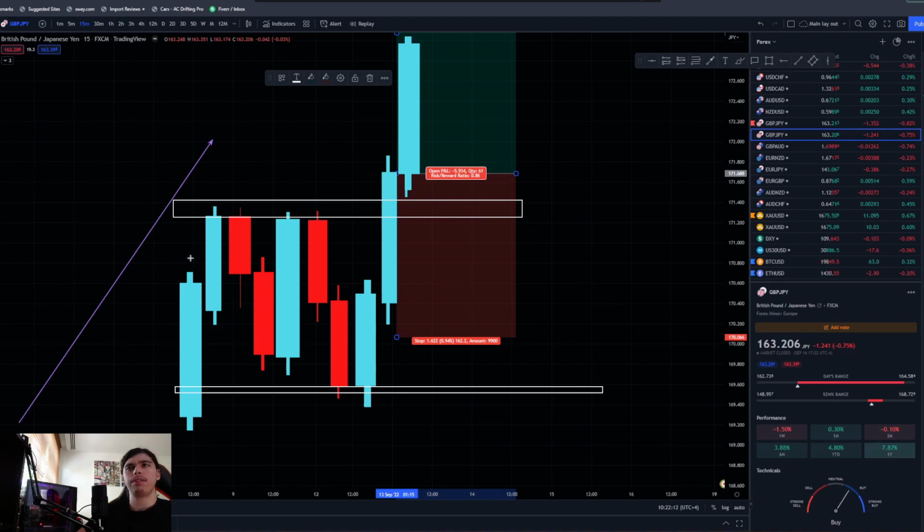So this is the very easy setup. Number one, you need to have trend in your direction, wait for a range, and when it closes above the range, you look for the entry. This is going to be a very basic setup here.